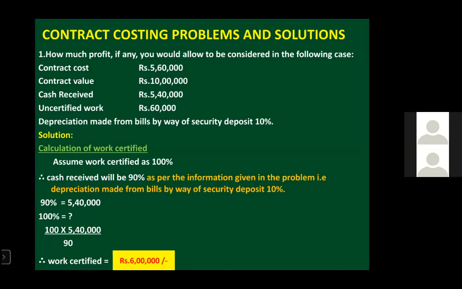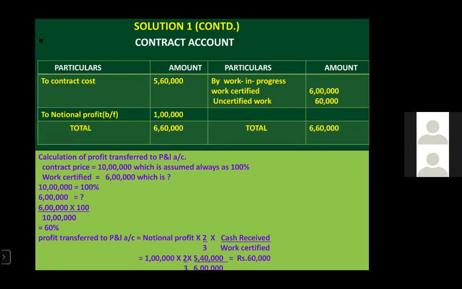Once you calculate the work certified, next we move on to the contract account. How do we prepare the contract account for this problem? We have the debit and credit sides. As I said in the previous video, debit all the expenses incurred for carrying out the contract. In this problem, we have only one item, the contract cost, which I post as 5,60,000. Now come to the credit side. On the credit side, we show work in progress. Under work in progress, two items will come: work certified and work uncertified. Work certified, which we just calculated, came as 6 lakhs. Work uncertified is given in the problem itself, so carry over the work uncertified, that is 60,000.